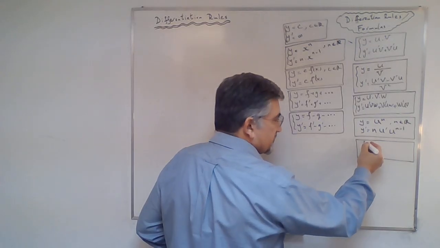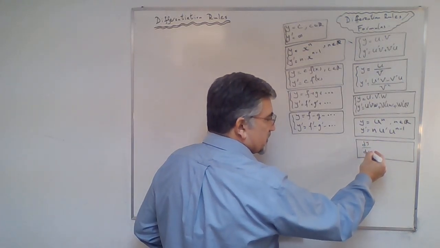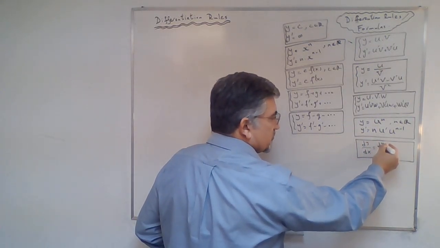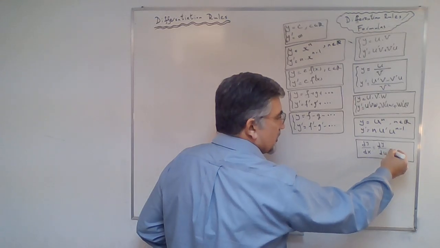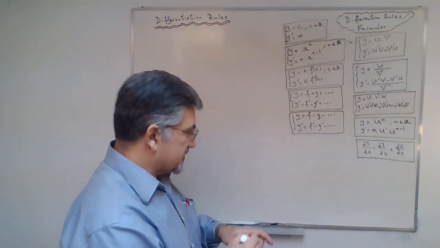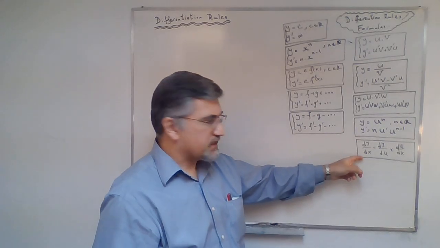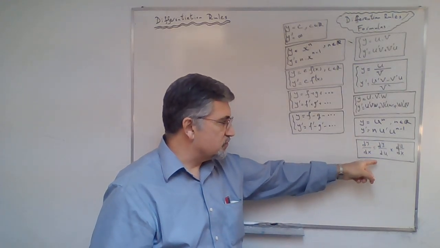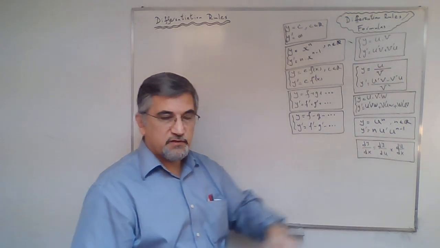And the chain rule, if you remember in Leibniz notation, it was dy over dx, which is equal to dy over du times du over dx. We said it in the past that derivative of y with respect to x equals derivative of y with respect to u times derivative of u with respect to x.